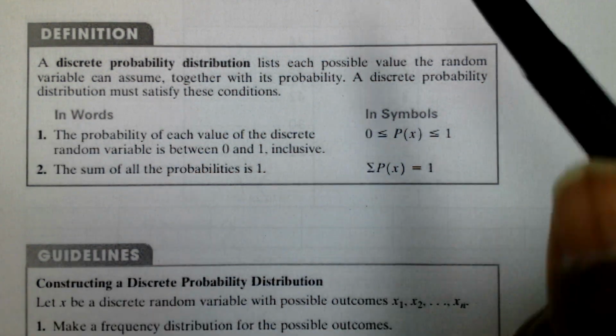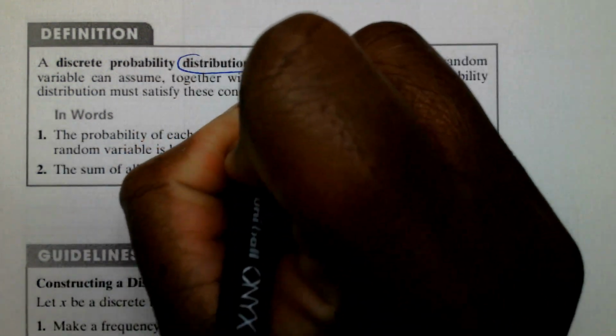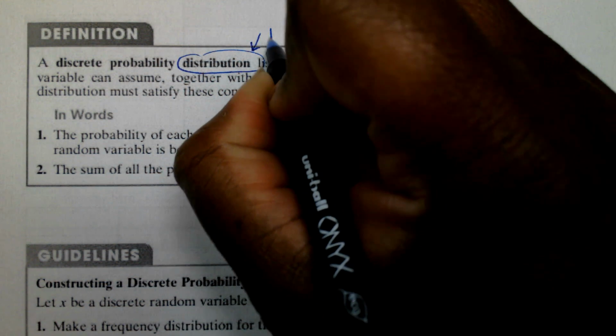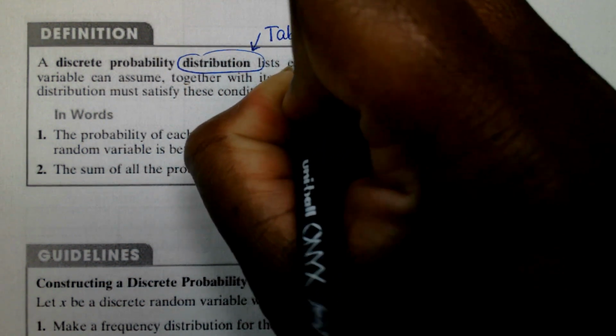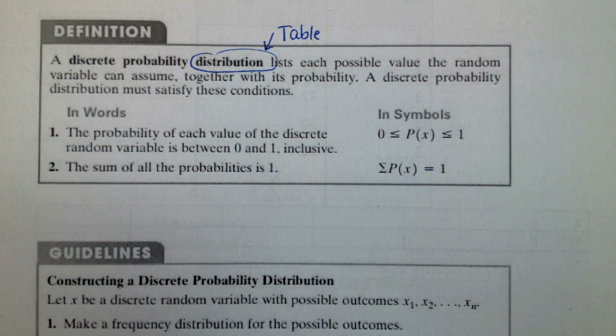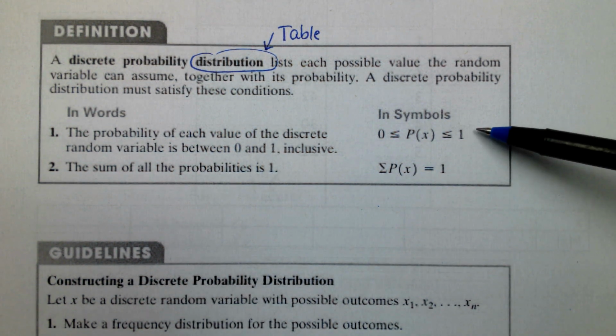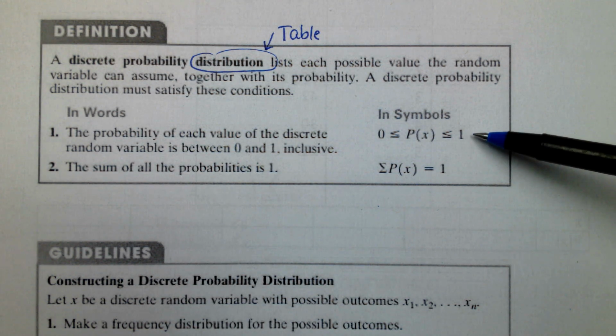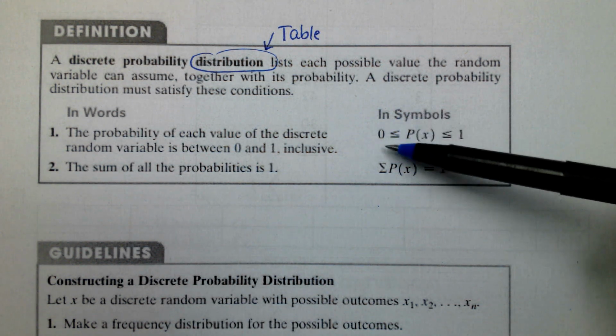So the discrete probability distribution we're talking about. Distribution, remember, means table. So we're going to pretty much put this in a table, in an organized way so we can see it and check it to make sure all of them are between 0 and 1, which means they're decimals.